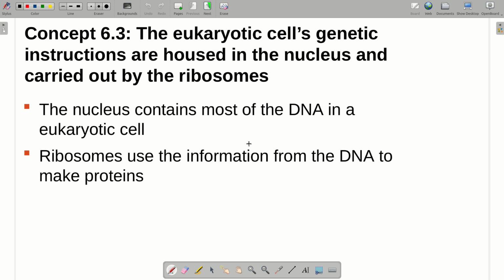Alright, here we're talking a little bit more about the nucleus and ribosomes. We've talked some about this. The lab certainly had some of this in it. But of course, the nucleus contains most of the DNA. The ribosomes are used to read the DNA and put together a protein.